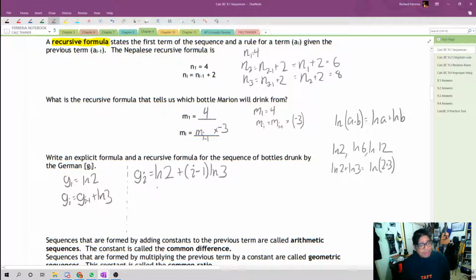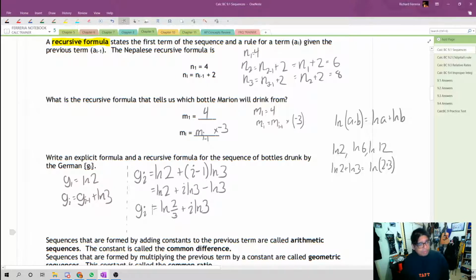If you want to simplify that, you can say this is natural log of 2 plus i multiplied by the natural log of 3 minus the natural log of 3. Or we can say this is equal to the natural log of 2/3 plus i multiplied by the natural log of 3.